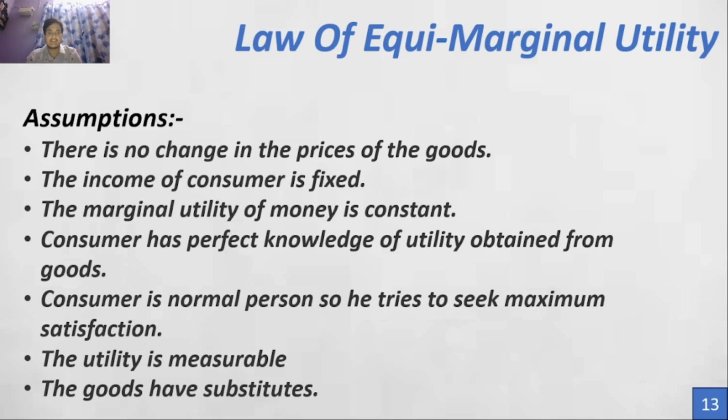Let us see the assumptions we must consider while studying about the law of equi-marginal utility. There is no change in the prices of the goods. The income of the consumer is fixed. The marginal utility of money is constant. Consumer has perfect knowledge of utility obtained from the goods. Consumer is rational, that is, he tries to seek maximum satisfaction. The utility is measurable and the goods have substitutes.